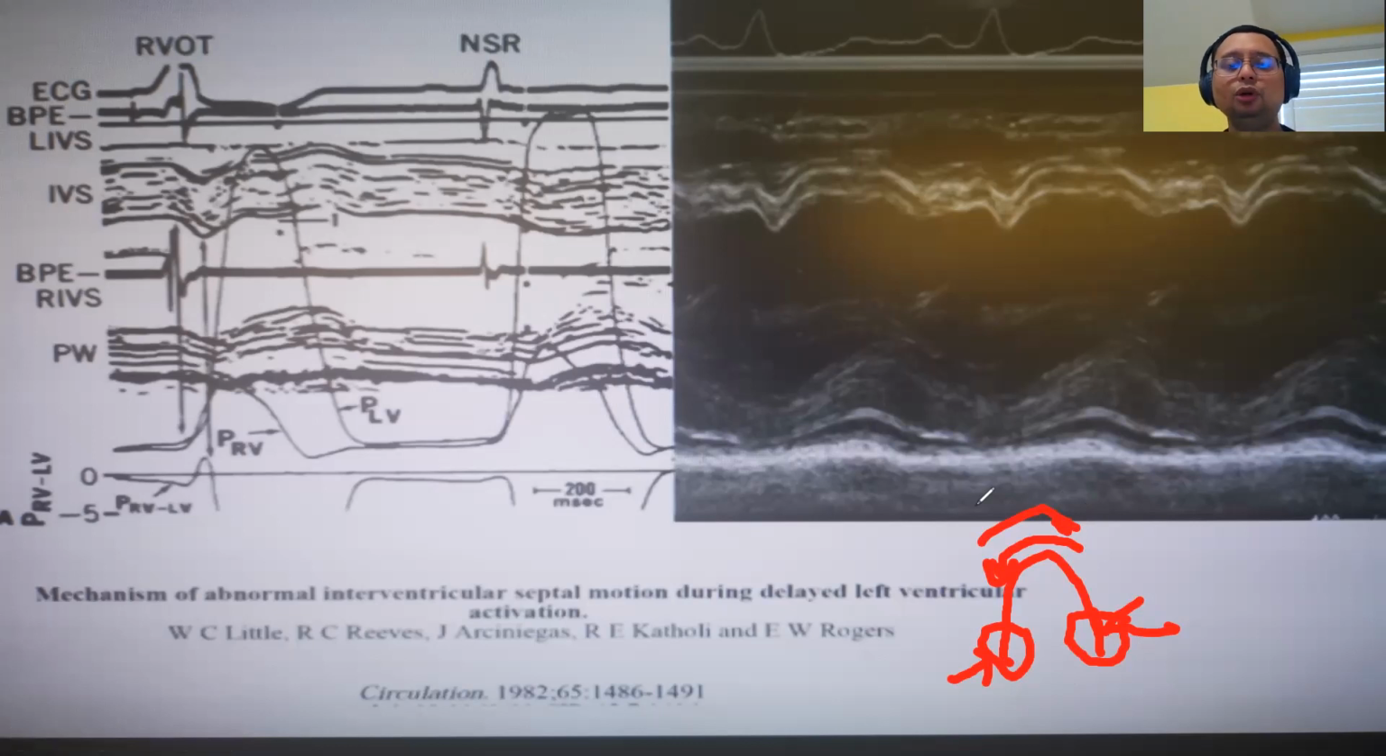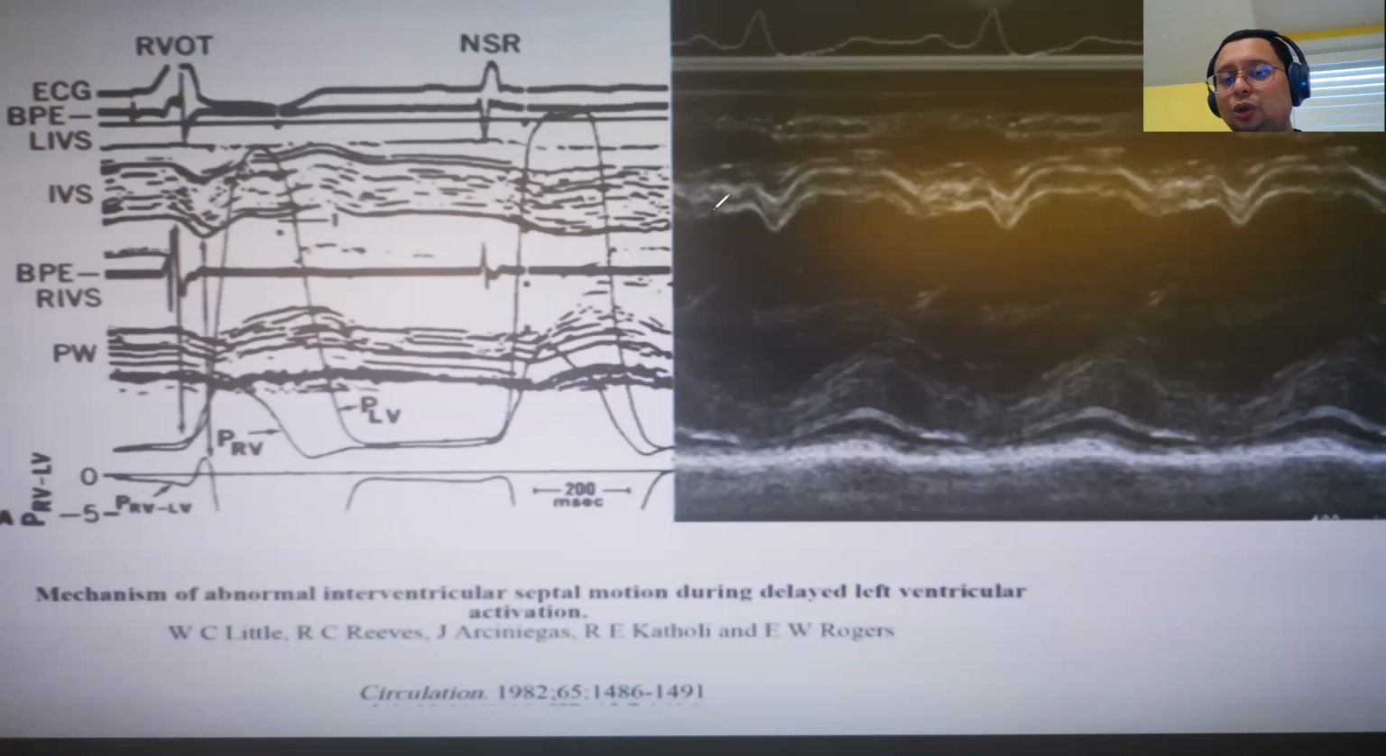What do you see in M-mode? The M-mode is actually very interesting. In fact, this is how you tell dysynchrony from M-mode. Look at this interventricular septum. This is the septum. The septum contracts way too early. This is very, very early in systole. It shouldn't contract yet like this. So this is what we call the septal flash.